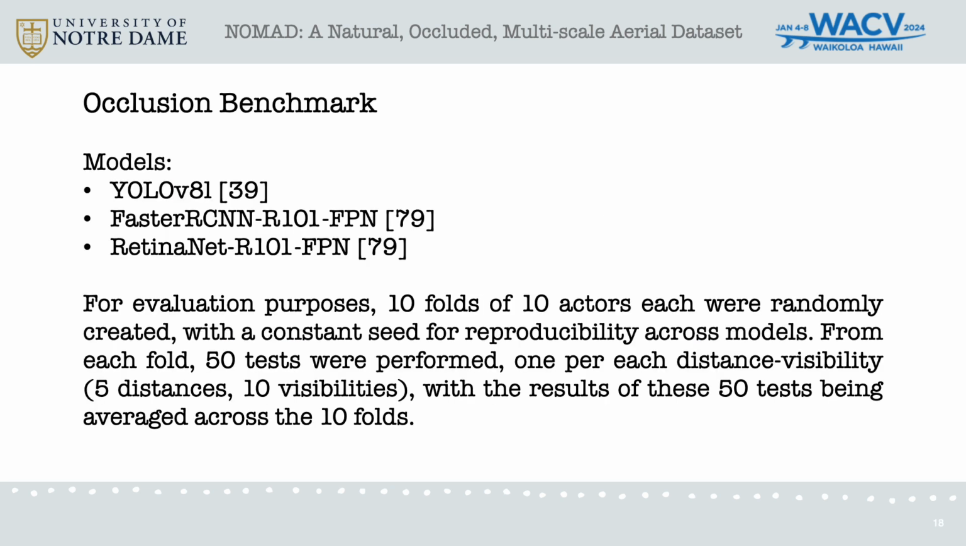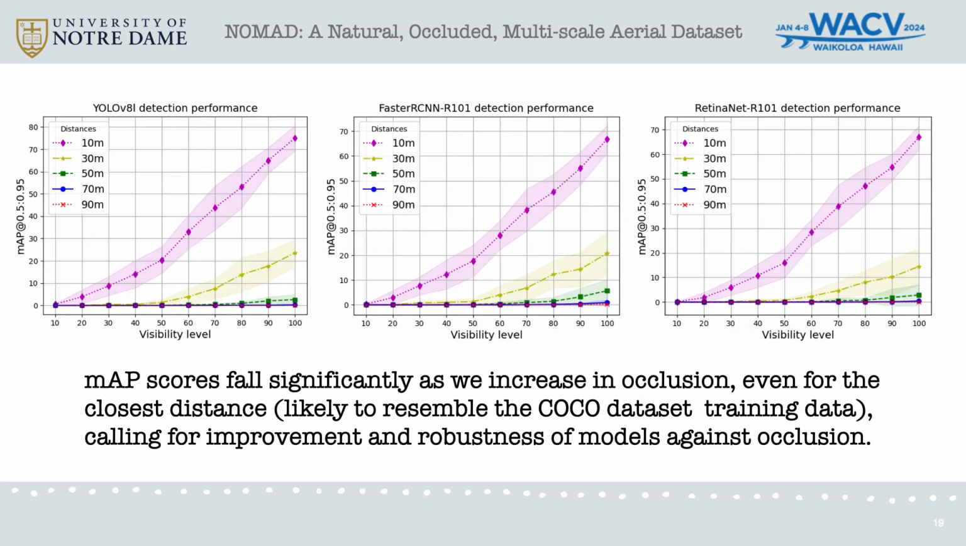So, to exemplify NOMAD's use as a benchmark for occlusion, we tested 3 state-of-the-art computer vision models on NOMAD against different distances and levels of occlusion. For evaluation purposes, 10 folds of 10 actors each were randomly created with a constant seed for reproducibility across models. From each fold, 50 tests were performed, 1 per each distance-visibility pair, with the results of these 50 tests being averaged across the 10 folds. This gave us the following results.